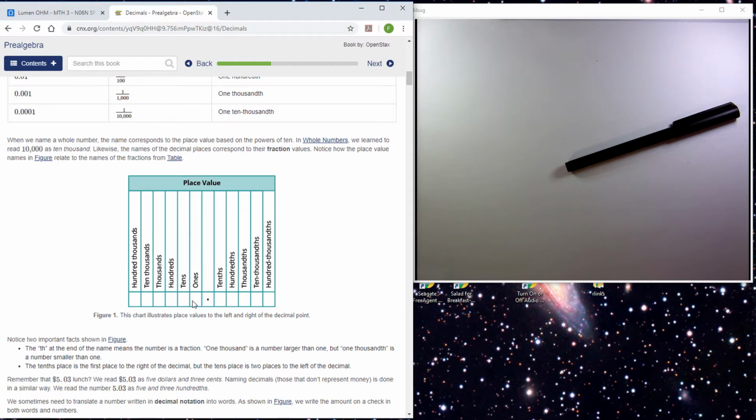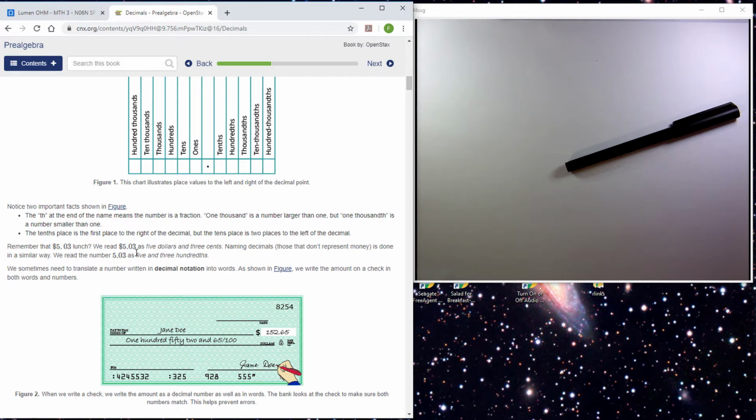So in a decimal system, each place value represents some power of 10. How many ones, how many tens, how many hundreds, how many tenths, how many hundredths, how many thousandths of parts of a fraction here.